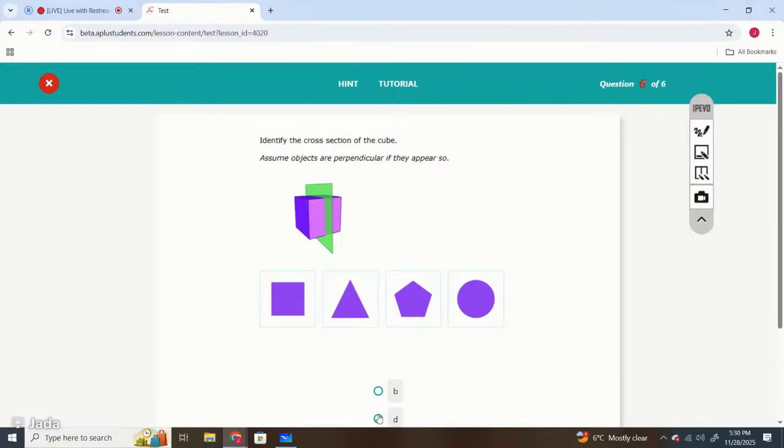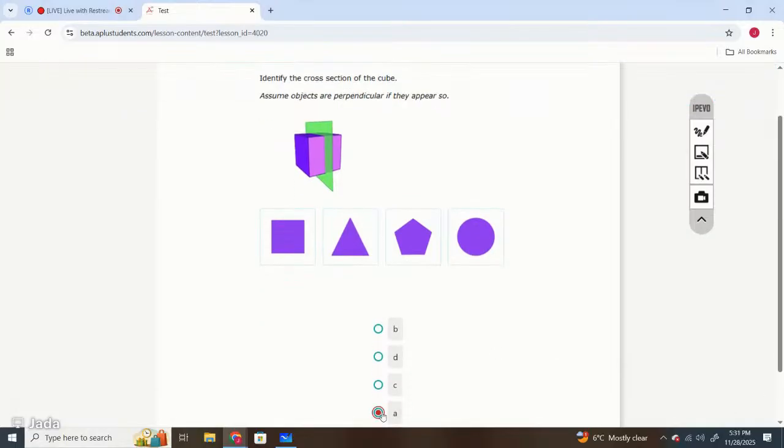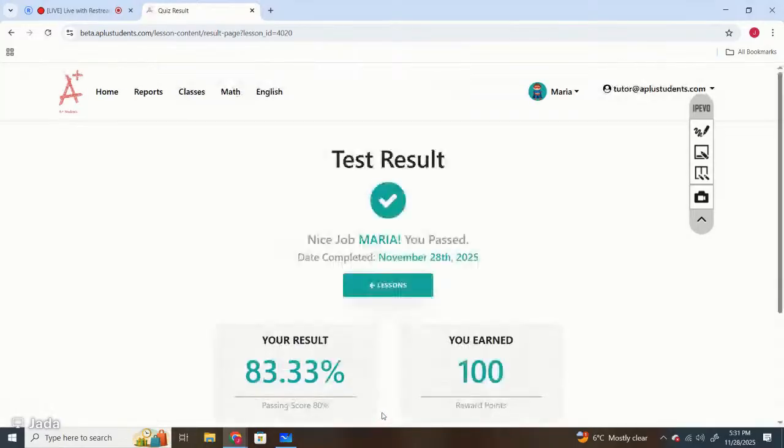Identify the cross section of the cube. Option number A is the correct option. Okay, we are done with the lesson. Let's just move on to the next lesson.